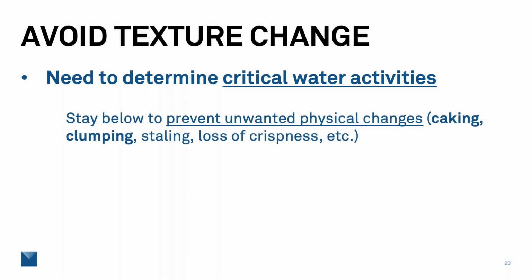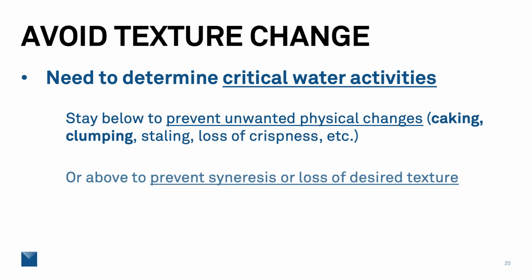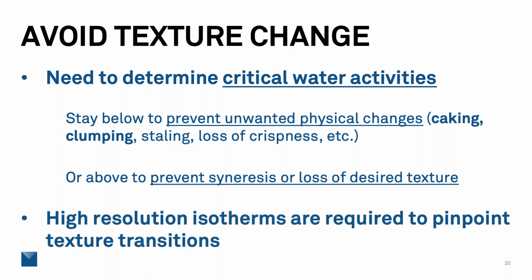So for really dry products, something like a powder, this would be a water activity that you want to stay below to prevent caking and clumping or loss of flowability. But it could also be a snack food product where you're trying to prevent staling or loss of crispness or just loss of your desired texture. We can also talk about higher moisture, higher water activity products, things like baked goods or even cold press bars, things where you're trying to prevent syneresis or loss of desired texture. So it really depends on the product that you're looking at and then the direction of water gain or water loss that you're interested in.